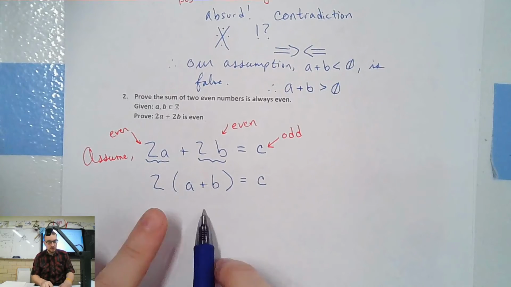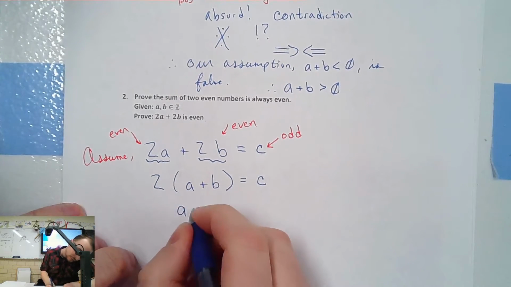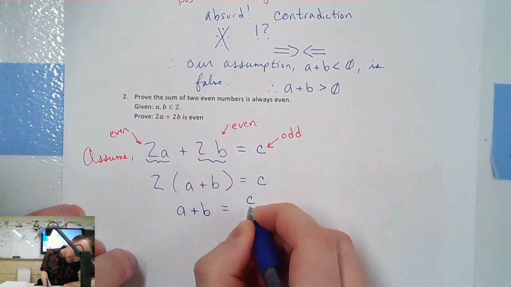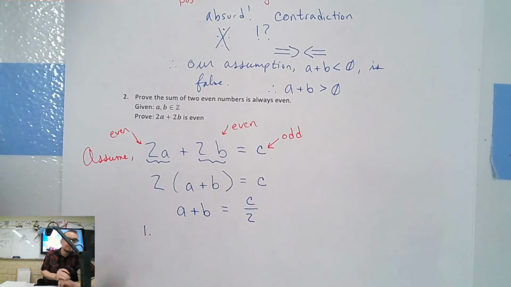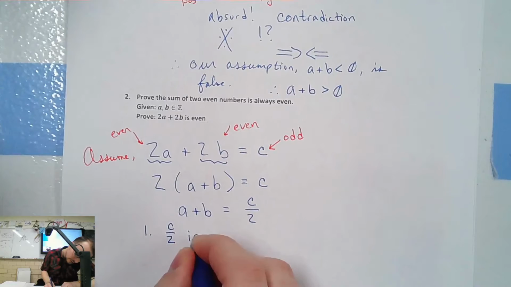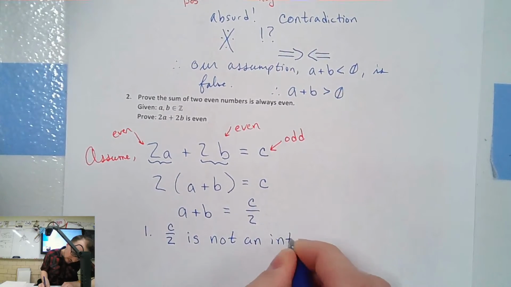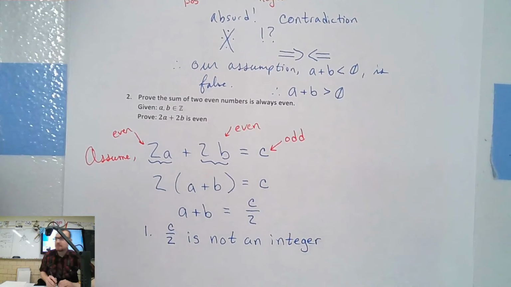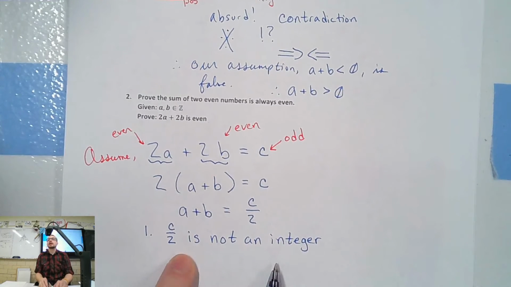All right, so here we go. Now I'm going to divide everything by 2, so I get a plus b equals c over 2. Now there are 2 cases here that I'm going to explore. Case 1, c over 2 is not an integer, meaning that it's not a whole number. So if I divide c by 2, it comes out to a fraction. C over 2 is a fraction.